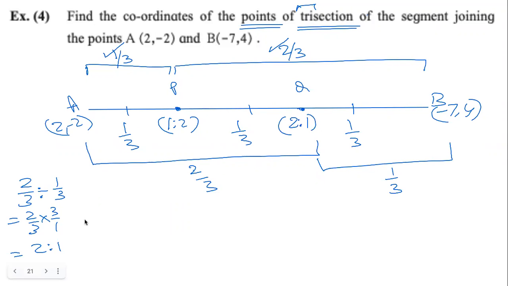So from P to Q, only one thing has changed. M and N, their values have interchanged. Otherwise, x1, y1, x2, y2 remain the same. We have new values of m and n. Using those values, we can find the coordinates of Q using the section formula.